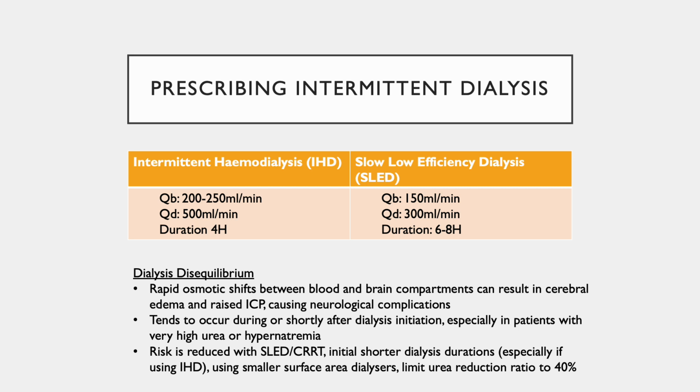So I think in summary, deciding between continuous or intermittent renal replacement therapy will really have to consider why renal replacement therapy is needed in a critically ill patient, and the different factors of pros and cons will have to be weighed and considered in making this decision.